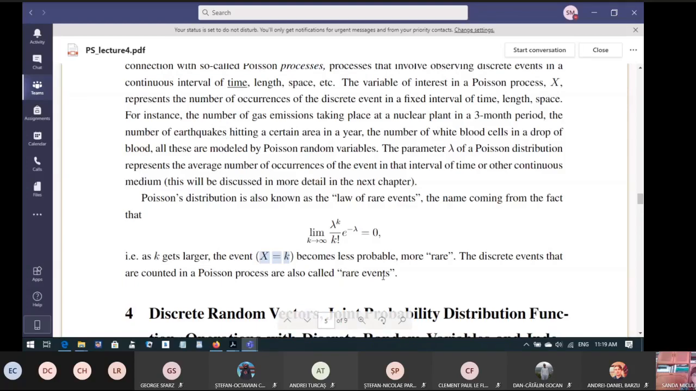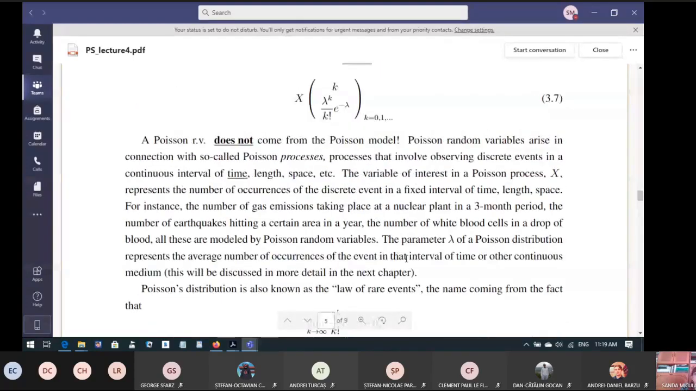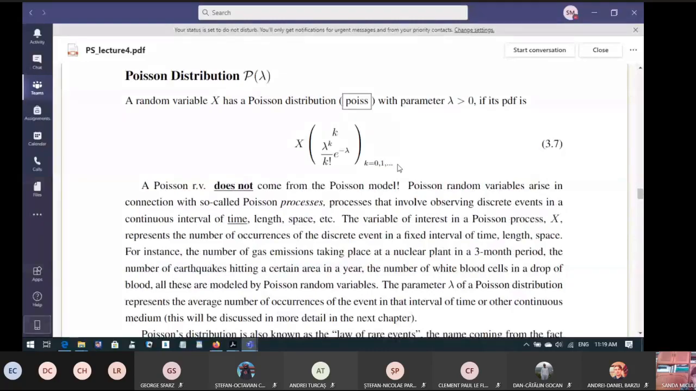Okay, so the law of rare events: the distribution of the number of rare events in a given interval, usually of time, right? Values from 0 to infinity, with the corresponding probability given here. The fact that the sum of these numbers, an infinite sum, so a series, is equal to 1 has to do with the fact that this is the Taylor series for the exponential function. So that would be e to the lambda times e to the minus lambda. That would be equal to 1.